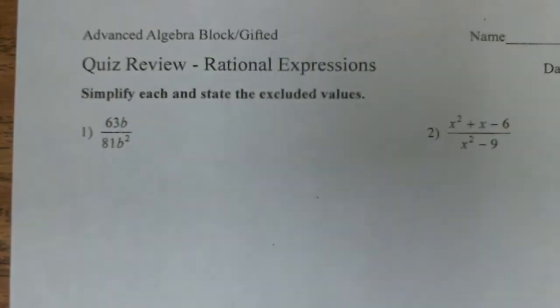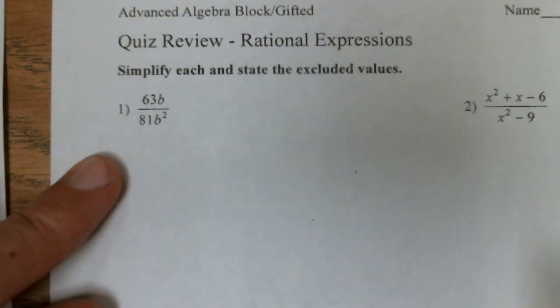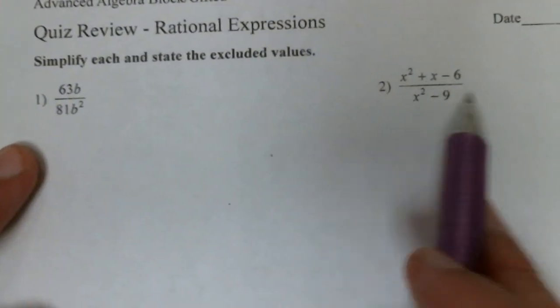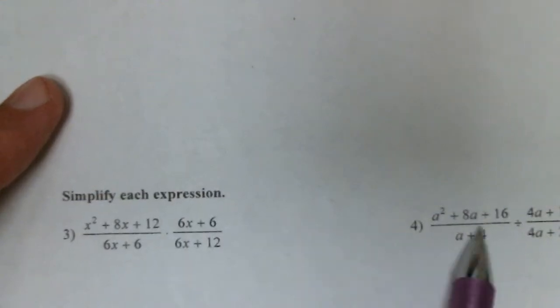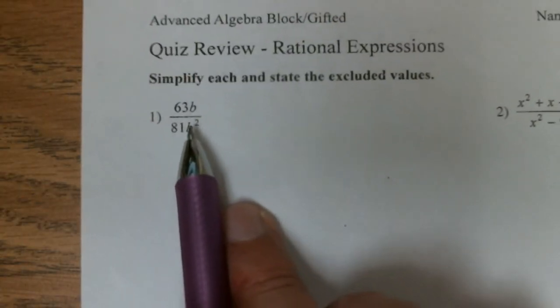All right, without further ado, let's just jump on in. Okay, these first couple, they just want us to simplify. Okay, there's no operation here. There's no plus sign, there's no minus sign. Okay, down here we actually have operations, but here I'm simply going to simplify this rational expression.